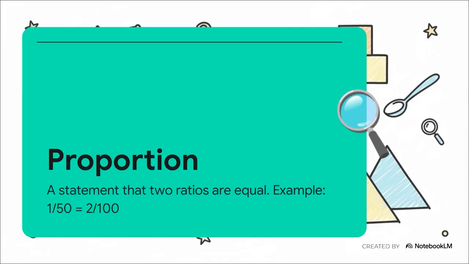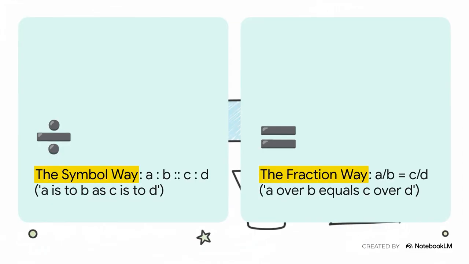Makes sense, right? Now, there are a couple of ways we can write this down. There's the fraction way, which you've probably seen a lot. A over B equals C over D. But there's also the symbol way. That single dot, the colon, just means is to. And the double colon means as. So you would read this out loud as A is to B as C is to D. Both ways mean the exact same thing.